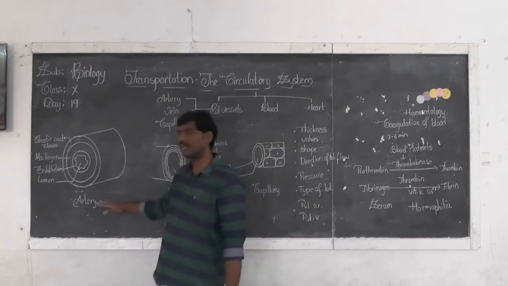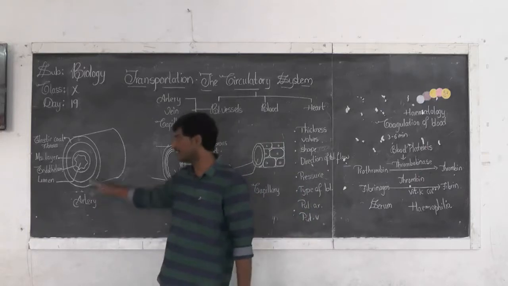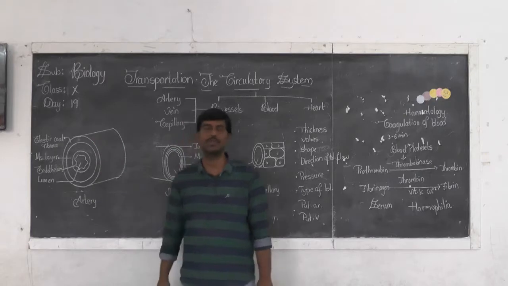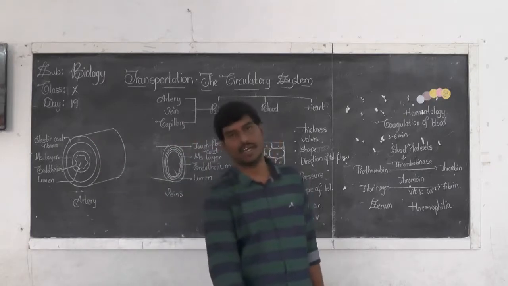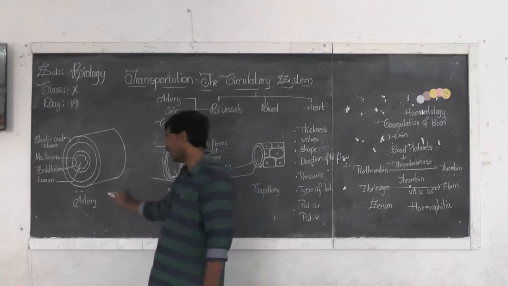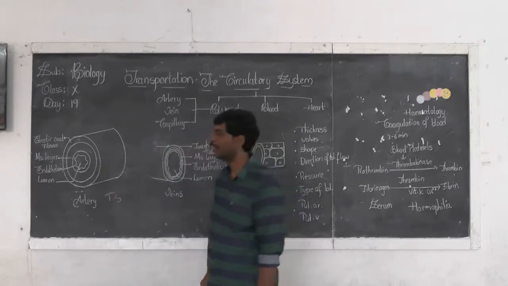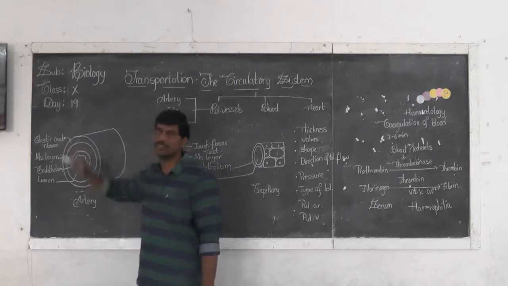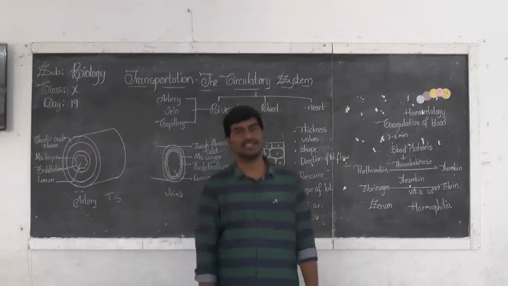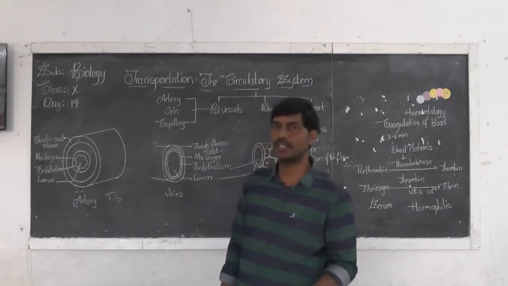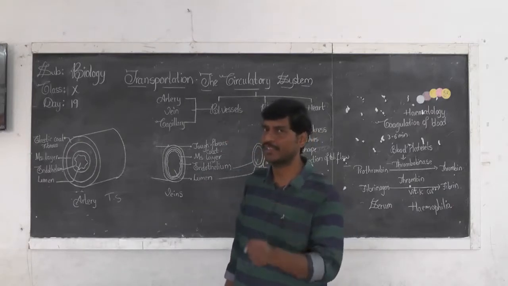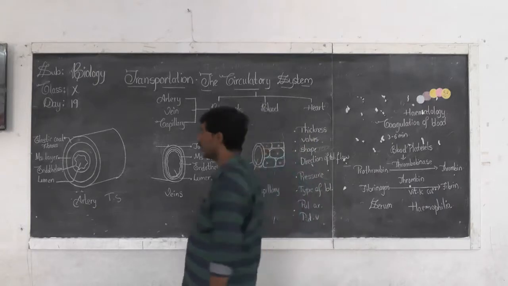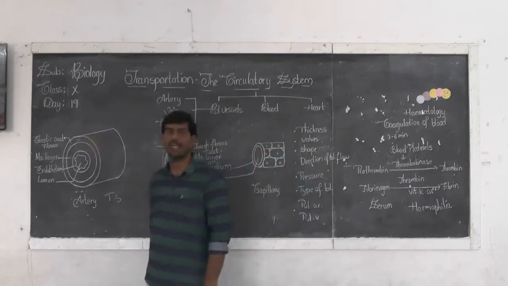If we study the artery, this is a transverse section. This diagram shows you the transverse section of an artery. Generally we represent it as TS, transverse section of artery. You can look at the artery: the outer layer is made up of an elastic fibrous coat. It is elastic, that means it has the property to expand as well as to contract.